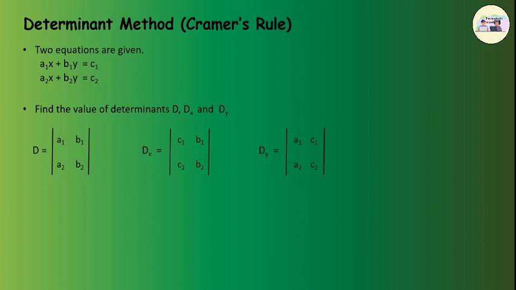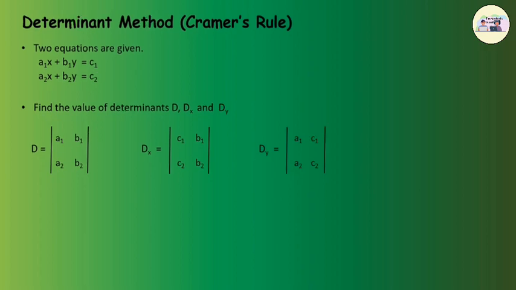Similarly, in Dy we have to eliminate the constants of the y variable, that is b1 and b2, and replace them with the c constants, that is c1 and c2. Solving the determinant, we get the values of Dx and Dy. But still we have to find x and y by the formulae. x is equal to Dx by D and y is equal to Dy by D, hence finding the solution.